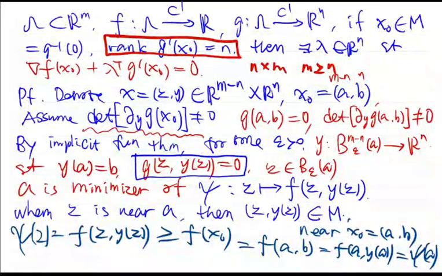So the gradient of Pc at the point A would be 0. So we go to the next page. We just observe that A is a local minimizer of this function Pc.